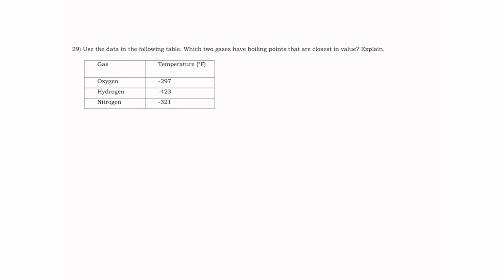And here we are on the last question. It says, use the data in the following table. Which two gases have boiling points that are closest? When you say the closest, the distance has to be minimum, right? Which one has the least distance? That's what we need to find out. So what are the possible combinations here? It can be oxygen with hydrogen, hydrogen with nitrogen, and oxygen with nitrogen.